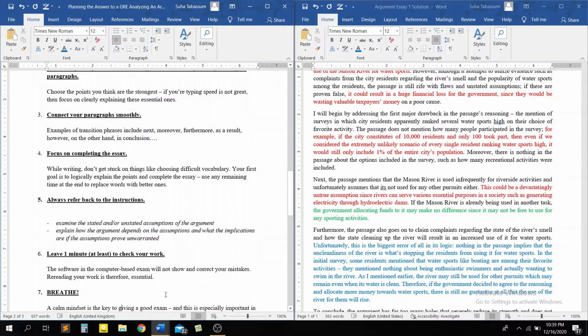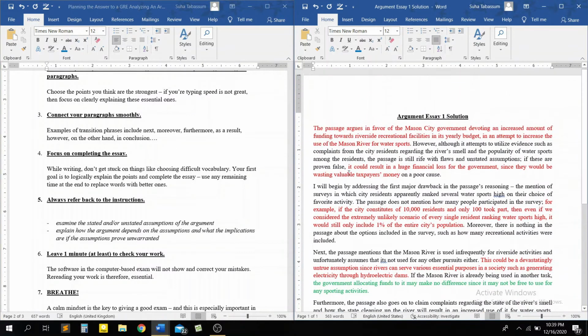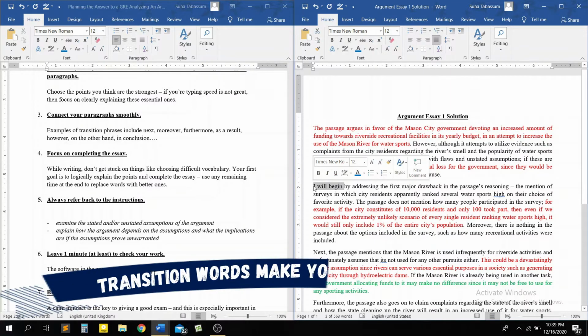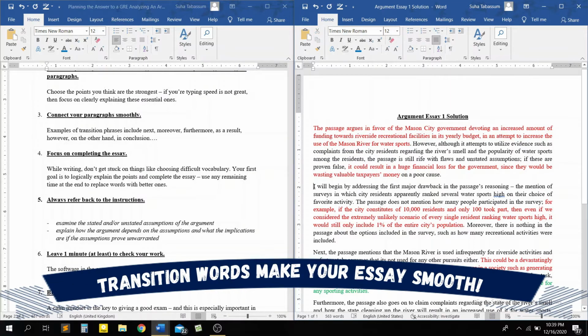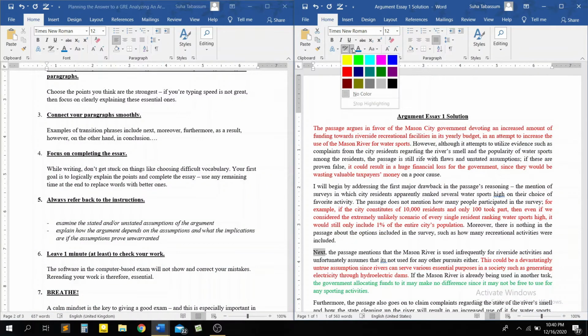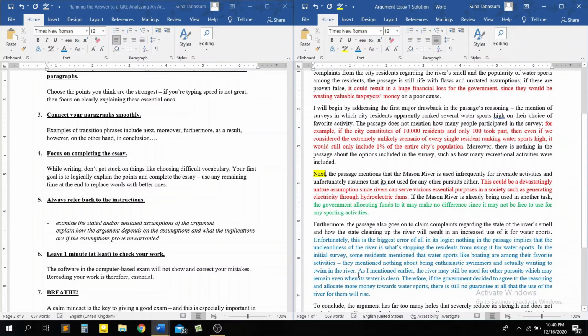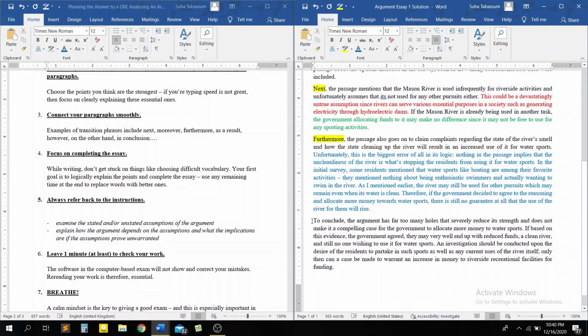Look at how I used transition words. For example, I said that I will begin. You could also use something like firstly here. Firstly is a good transition word. I also used things like next, so I'm going to highlight them. I used words like next. I used words like furthermore. I used moreover. I think there were some more that I used. To conclude.